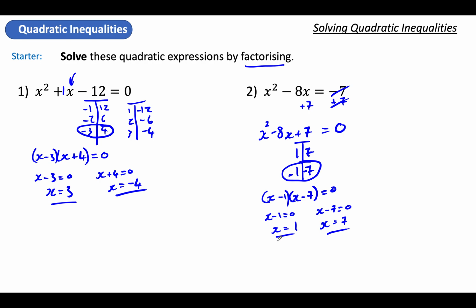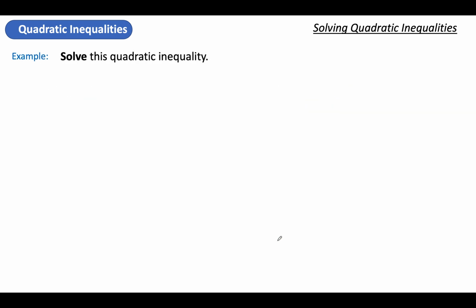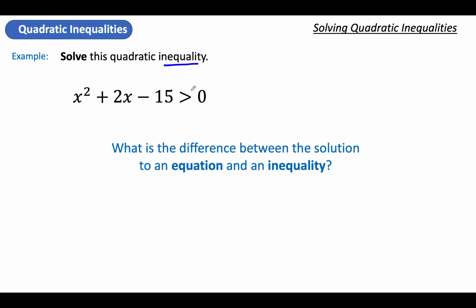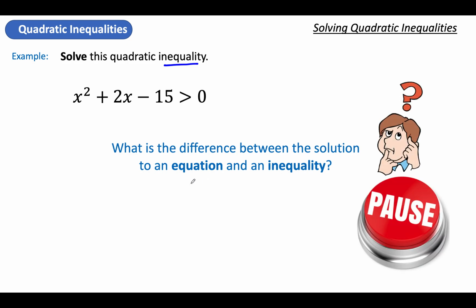Okay, now that is relevant to today, but we're going to look at quadratic inequalities. Now, inequalities. This is no longer something that equals something else. This is an inequality here, so x squared plus 2x take away 15. That's a pretty standard kind of quadratic part. But look, it's greater than 0. It no longer equals 0, it's just greater than 0. And what's the difference between the solution of an equation and an inequality? Well, I want you to pause and have a little think. What is the difference? Just have a pause, have a moment of thinking. Don't necessarily need to write it down.